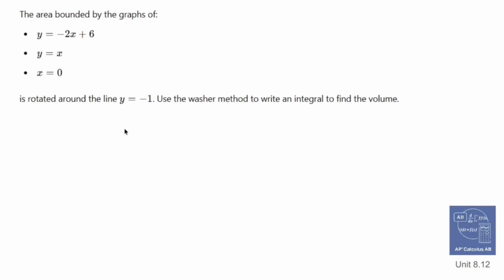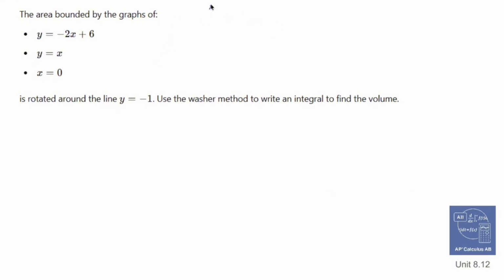The last problem of AP Calculus. Are you ready? The area bounded by the graphs of y equals negative 2x plus 6, y equals x, and x equals 0 is rotated around the line y equals negative 1. Use the washer method to write an integral and find the volume. So it's telling us what to do. We are going to actually use that washer method, so I'm just going to trust you.